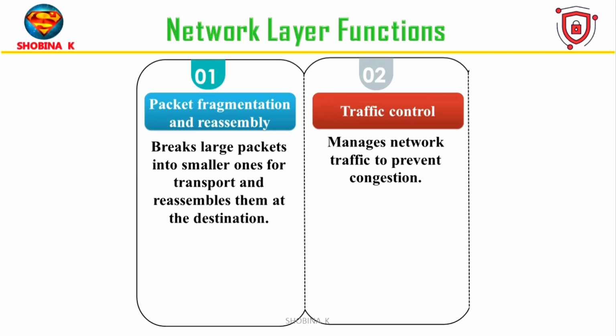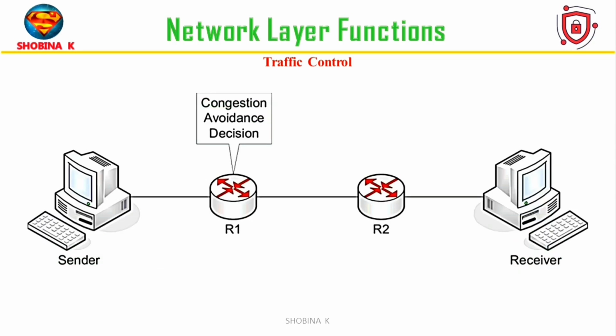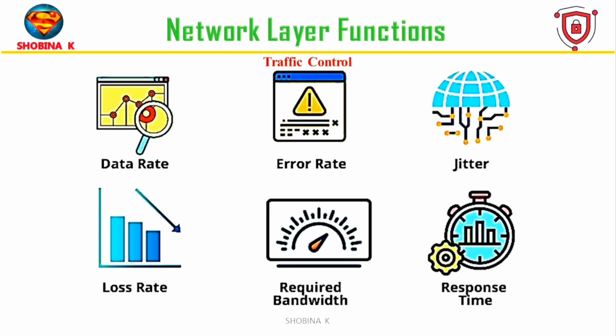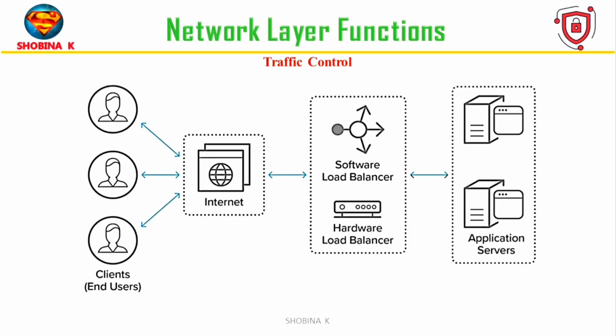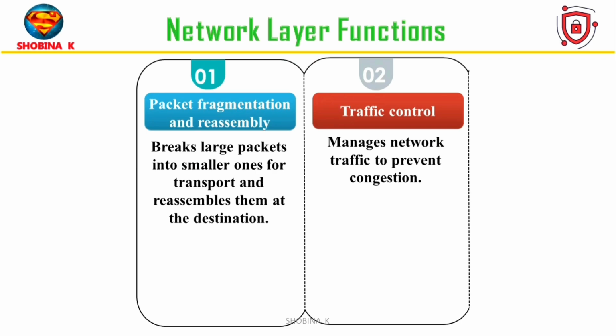And next up, traffic control. The network layer manages data flow to prevent network congestion and maintain performance. Traffic control techniques prevent network congestion, prioritize important traffic, and optimize bandwidth usage. They include methods like quality of service, traffic shaping, and load balancing to ensure that critical applications like video conferencing or online gaming perform well. Therefore, these functions ensure data can move smoothly and accurately across complex networks.